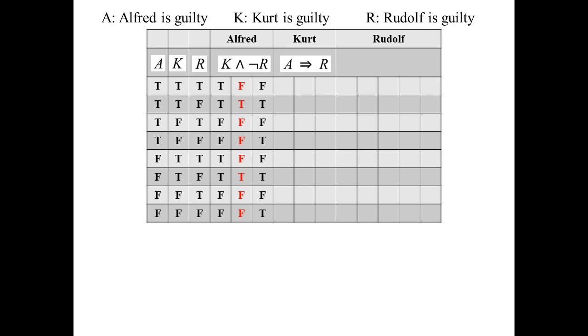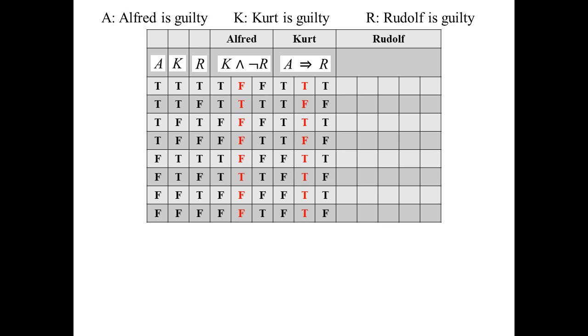Kurt, A implies R. If Alfred is guilty, Rudolph is guilty. Again, let's fill down the column for A and R. They were all the values. Now let's have a look at our code. A implies R. Which ones are false in that situation? Because they had a smaller number. True implies false was false. Okay? All the others are true.